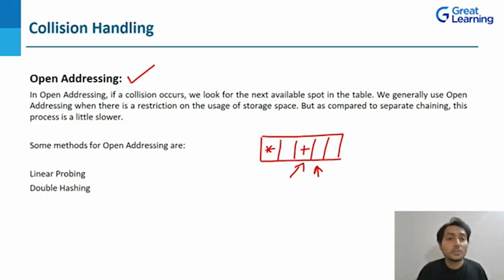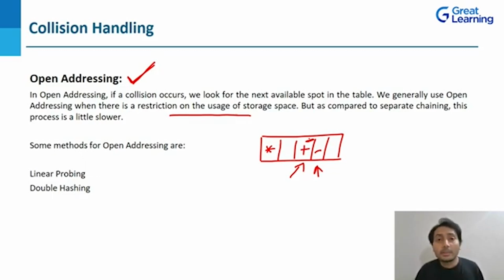So this is the solution for handling another type of collision, which is open addressing, because you cannot store two values in the same place. So suppose if you want to store one more value, you cannot store it in the same place, so you are going to store it in the next available location. But this solution is not as good as separate chaining, because in open addressing there is a restriction on the usage of storage space. You can sometimes exhaust your storage limitation. That is the problem with this open addressing collision handling technique.